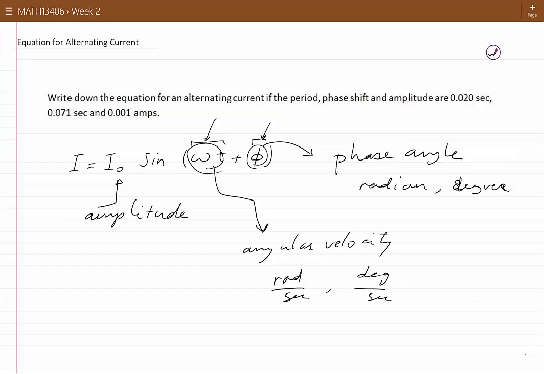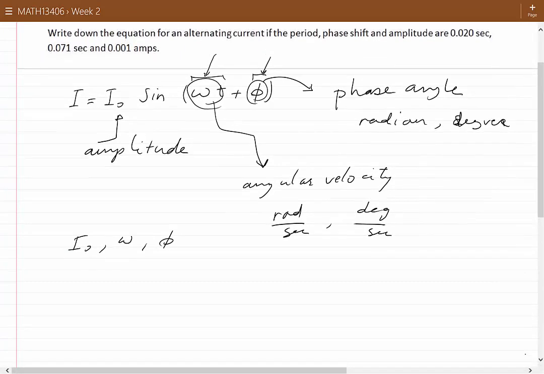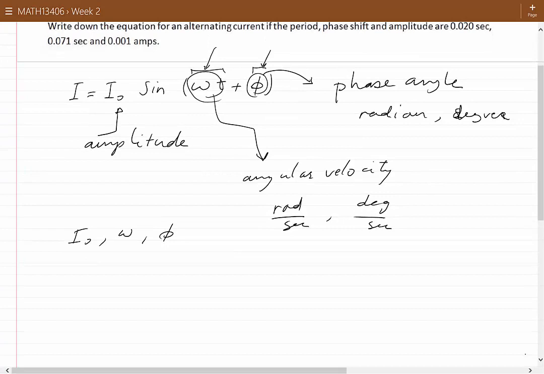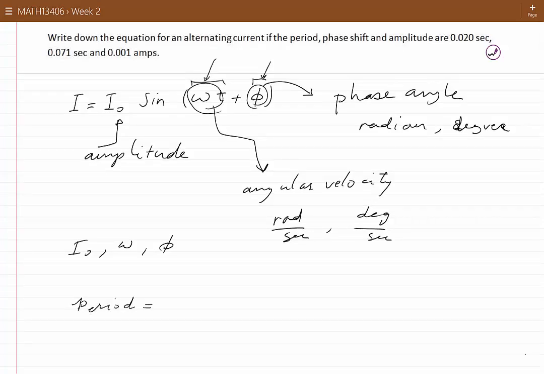Now, to write down the equation for the alternating current in this question, we need to find the quantities I naught, omega, and phi with proper units. I decide to use radian in this question. In that case, I pay attention that the period is actually 0.020 seconds.